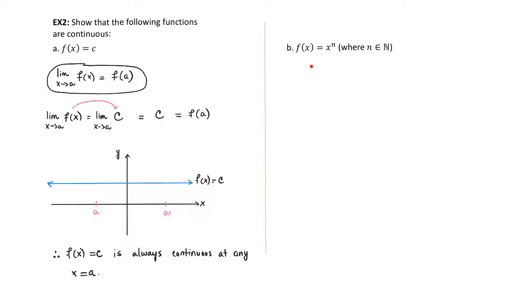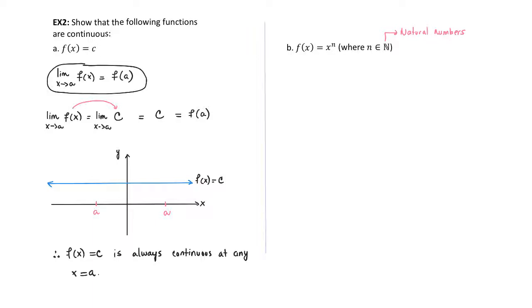Now let's look at part B. F of x equals x to the n, where n is a natural number. By the way, this fancy notation here is the symbol for natural numbers. And if you remember, the natural numbers are the counting numbers: 1, 2, 3, 4, 5, 6, all the way to infinity.